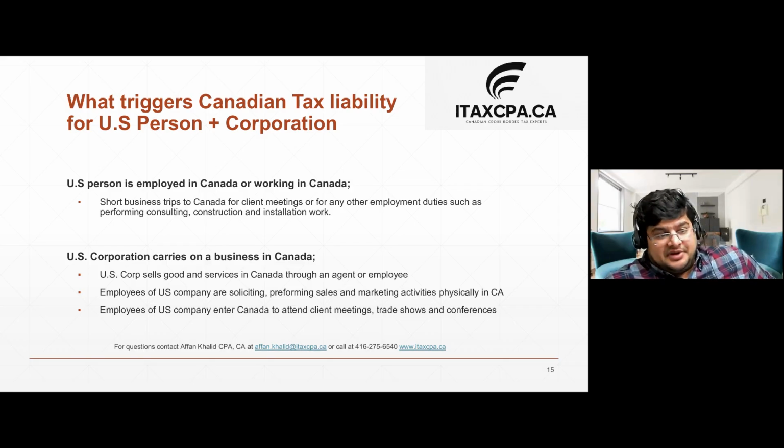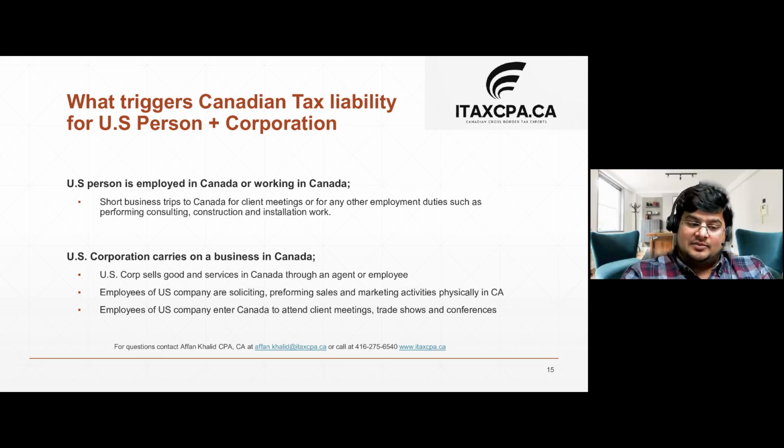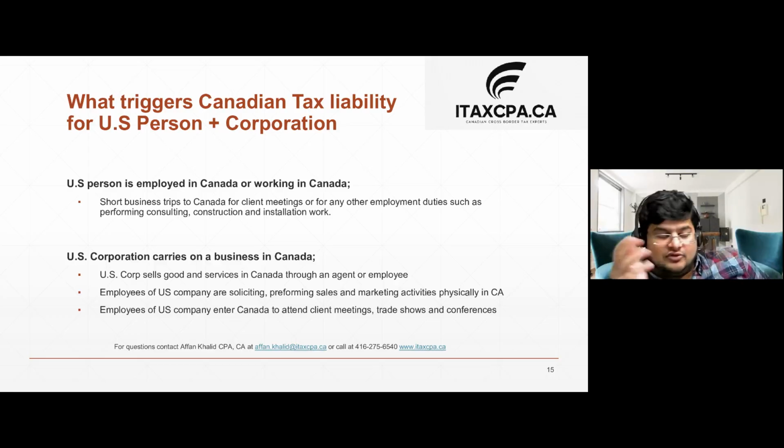And then for corporations, US corporations that are considered to be carrying on business in Canada have a tax filing obligation. Now, the treaty will provide protection on whether the profits are taxable or not. But in order to make sure you get the exemption under the treaty, you have to file a tax return in Canada and say, hey, Canada Revenue Agency, we have $2 million of sales in Canada, but guess what? I'm exempt under the tax treaty.